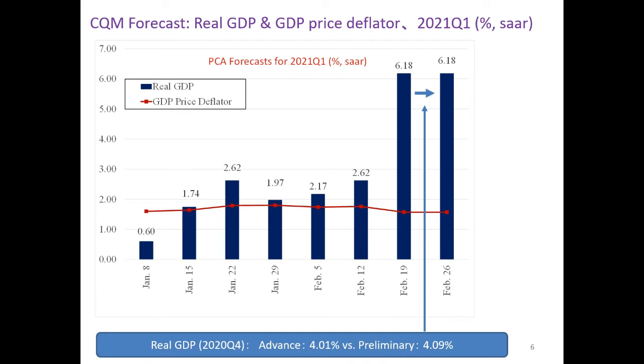The economic growth rate forecasted by PCE remained unchanged at 6.18%. This is because the real GDP growth rate for 2020 Q4 was slightly revised upward from the advanced figure of 4.01% to the preliminary figure of 4.09%.